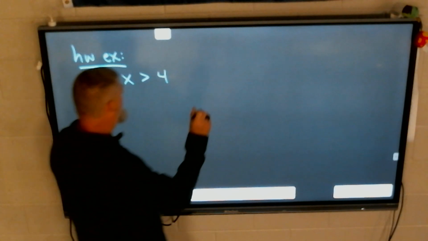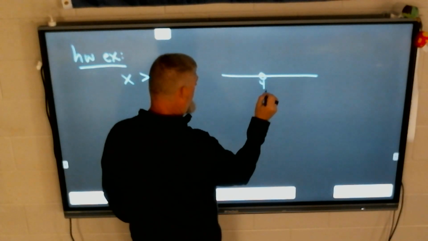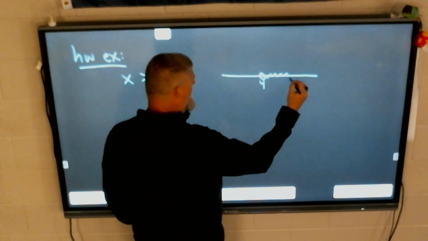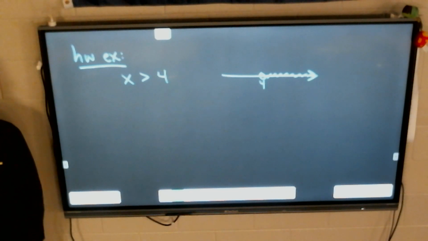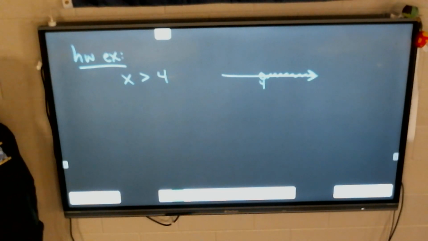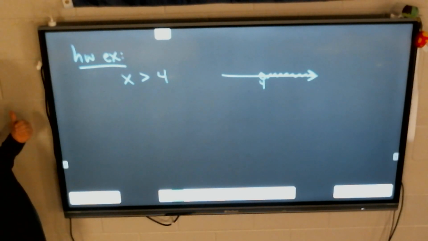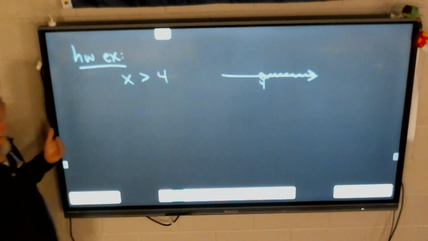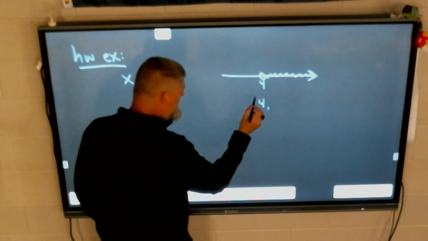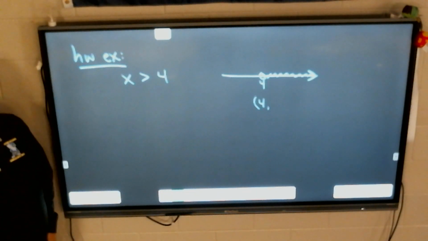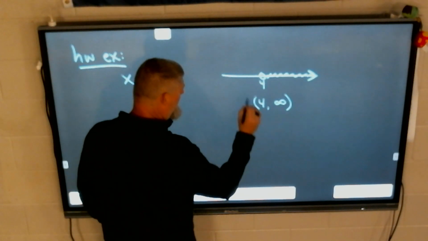So if I were to look at a graph, I would start here at 4, and it's open, and then x is greater than 4, so it's to the right. So what would that look like in interval notation? How far to the left does it come? Comes over to 4. To the left, the farthest it comes is 4. And we know that that's open, so that's parentheses. Now it goes to the right forever, so now it's going to be unbounded, infinity.